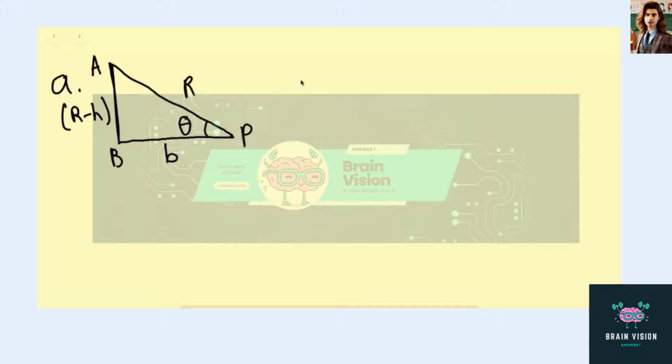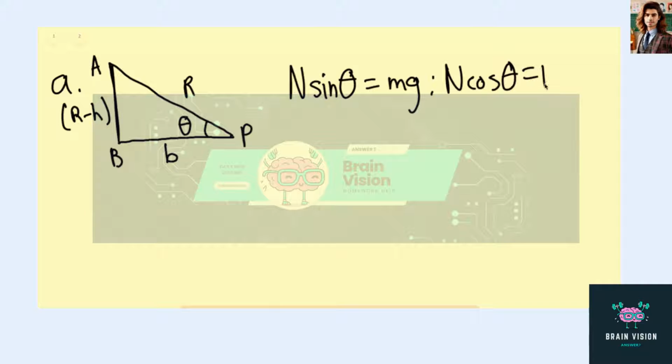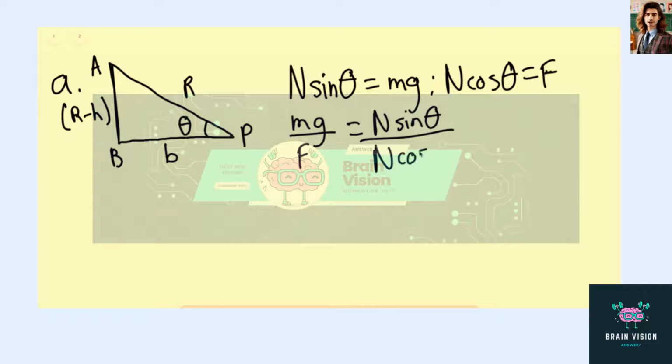So for part A, we can say that N sine of theta is going to be equal to mg, and we know that N cosine of theta is going to be equal to F. So at this point, we can say that mg divided by F is going to be equal to N sine of theta divided by N cosine of theta. Essentially just dividing both of these equations, we find that this is going to be equal to tangent of theta. So we can say that F is going to be equal to mg over the tangent of theta.